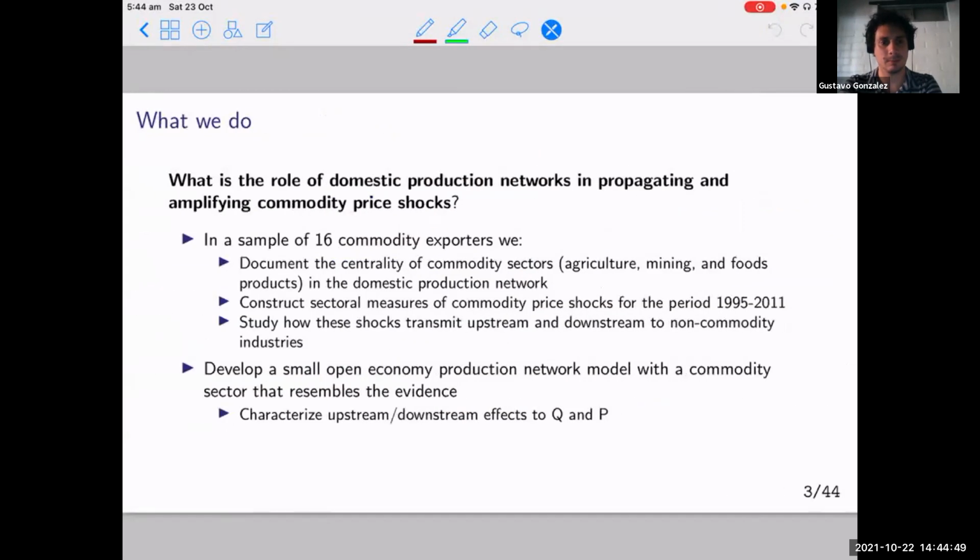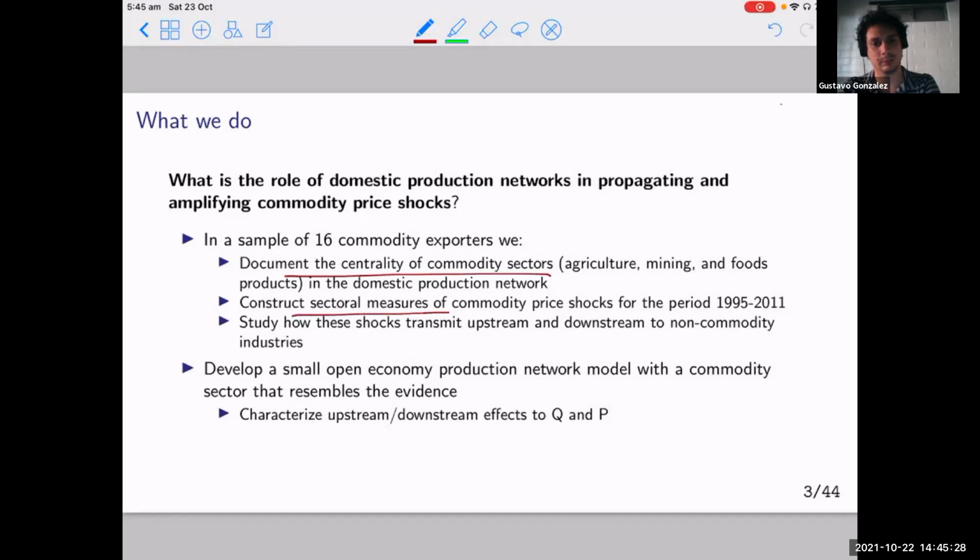So we think about the following question. What is the role of domestic production networks, selling intermediate inputs from commodities to other sectors, or buying intermediate inputs from any other sector in the economy? How important are these networks in amplifying these commodity price shocks? We're going to focus on a sample of 18 commodity exporters. We're going to have some sector-country panel regressions in which we're going to try to show different facts, but just to highlight briefly, we're going to document the centrality of these commodity sectors, upstream and downstream.